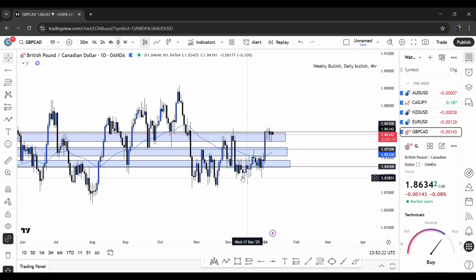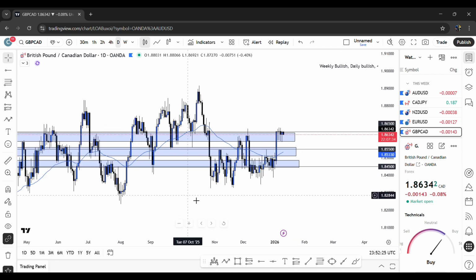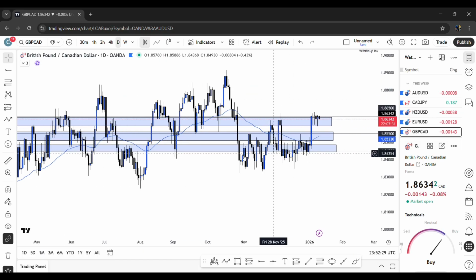So this pair, GBP CAD, I don't like it personally because you see all this mess, but I strongly believe that price will come back to this previous structure point, and then give me a rejection at this area of interest. So I've marked 3 areas of interest: this one, and this one. I strongly believe that price will come back to this area of interest, and it should give me all the confidence, and that's where we should look for our buys.